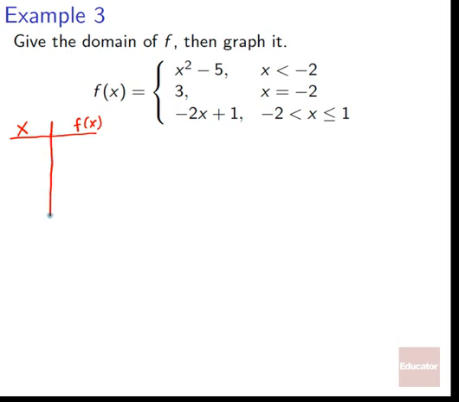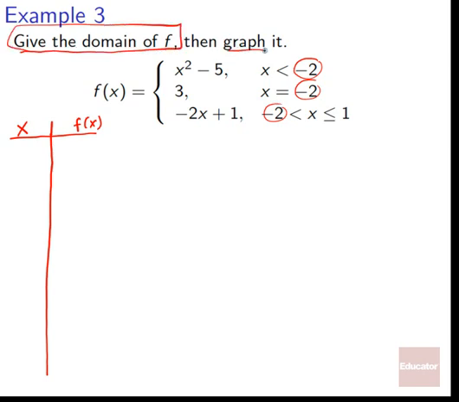Now, what values? Clearly, negative 2 is kind of important. It shows up in a lot of places. What are we going to do? Well, the first thing that we are told to do in this problem is to give the domain of f, then graph it. So first, let's do the domain. So domain, how do we come up with the domain?